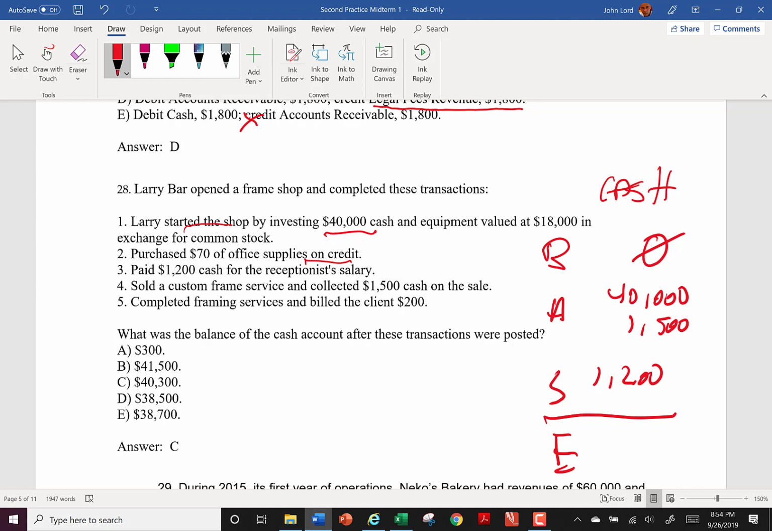Completed framing services and billed the client. If you billed the client, do you have the cash yet? You don't have the cash yet, right? If you've billed them? Okay, so you take the 40 plus the 15 minus the 12. I hope that gives us 40,300, or I've got to go back to Chabot College. Right? We're good? Okay. All right, good.